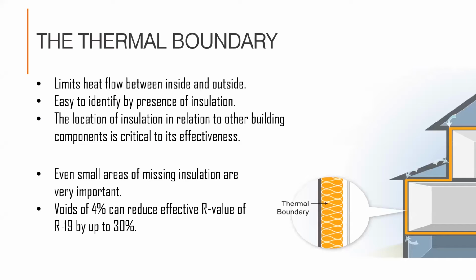The thermal boundary is what limits heat flow between inside and outside. It's easy to identify by the presence of insulation. The location of insulation, whether vertical in a wall or horizontal in a floor or attic, should be in contact with the air barrier. Even small areas of missing insulation are critical to address. Building scientists have found that voids of as little as 4% can reduce the effective R value of R19 by up to 30%.